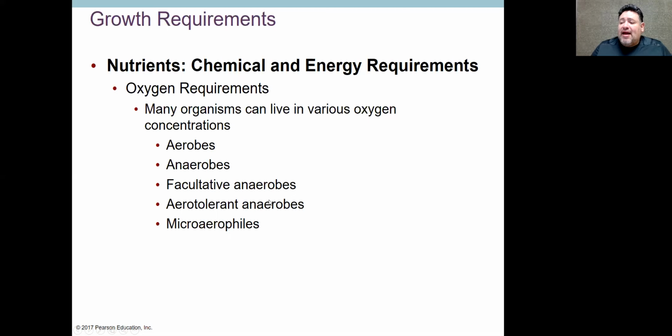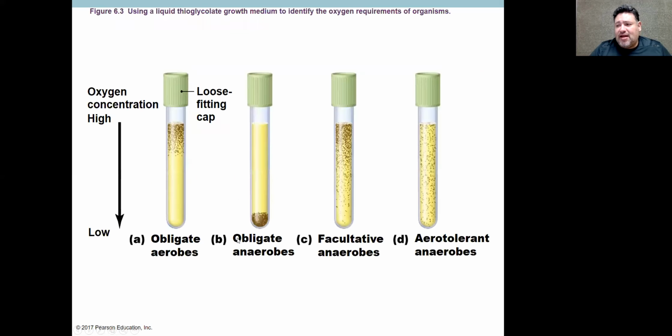Aerotolerant anaerobes are organisms that do not require oxygen at all. However, they have some protection against oxygen. Maybe they produce carotenoids. Maybe they're catalase positive. Either way, they can protect themselves against certain oxygen species, and consequently, we call them aerotolerant anaerobes. And then microaerophiles are organisms that require small amounts of oxygen. They have a slow metabolism and require oxygen, but at a very slow rate.